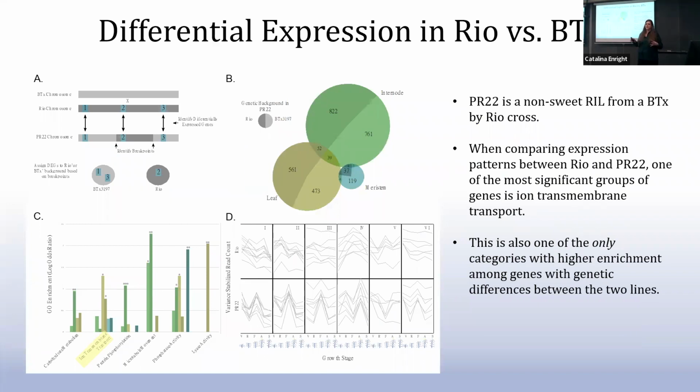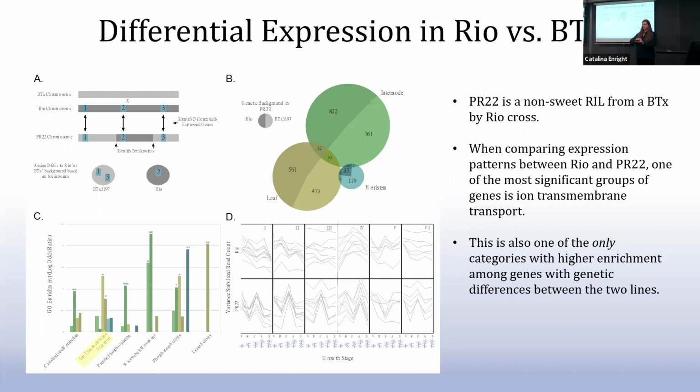And so we also did a differential expression study in the two lines to see what things were going on. I'm going to go through this a little bit quickly because I want to get to other stuff. But the general idea is that we have PR22, which was actually a recombinant inbred line from a Rio by BTX cross. And so what we did was we picked the one offspring from that cross that looked the most like Rio in terms of its maturity and all of its growth patterns, but just did not accumulate sugar. So we're trying to just isolate that one difference.